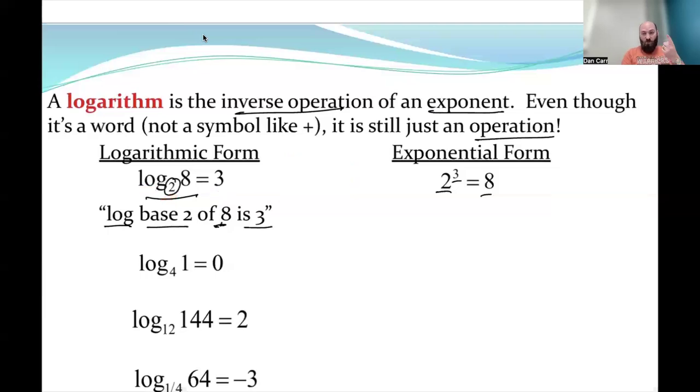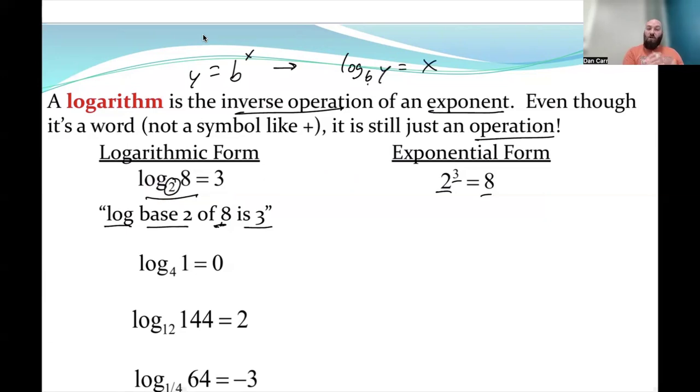2 to the third power, 2 times 2 times 2, that's equal to 8. So that's our connection with logarithmic versus exponential form. So what I'm really saying is, if I have y equals b to the x power, that's the same as saying log base b of y is equal to x.